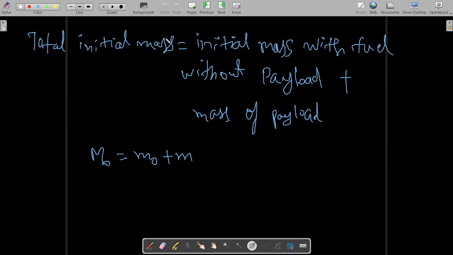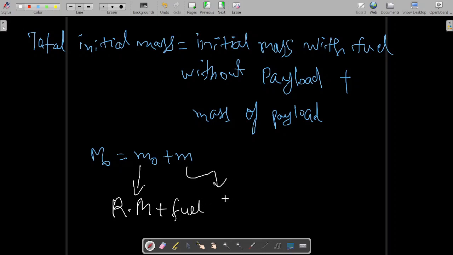Total initial mass with fuel without payload plus mass of payload. So total initial mass is capital M naught. Initial mass with fuel but without payload is the mass of the rocket machinery plus fuel, and this is your payload.